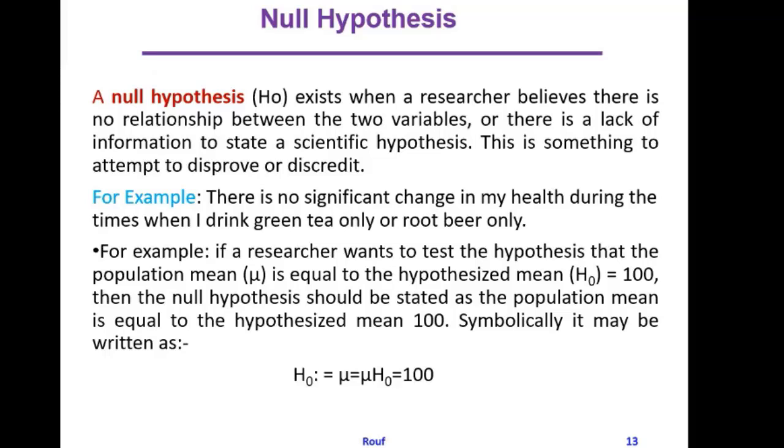Second example, if a researcher wants to test the hypothesis that the population mean is equal to the hypothesized mean of 100, then the null hypothesis should be stated as: the population mean is equal to the hypothesized mean of 100. Simply, it may be written as the population mean equals the hypothesized mean equals 100. That means when the population mean and the hypothetical mean are equal, there is no difference. This is the null hypothesis.